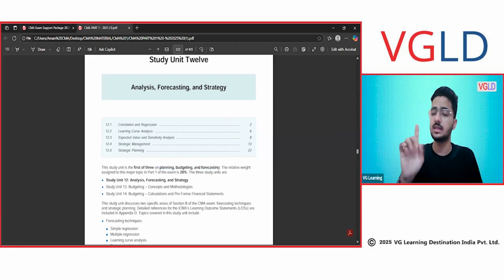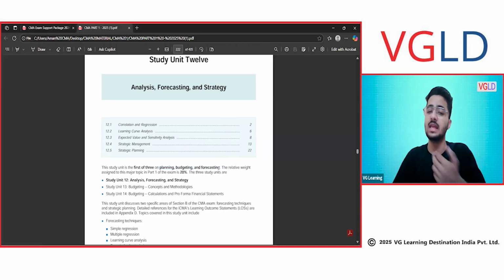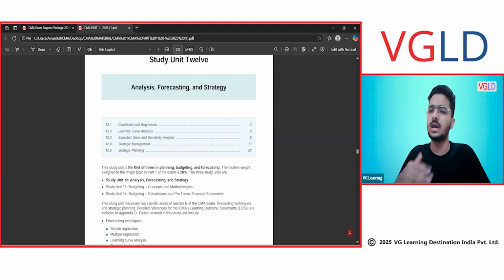The very first thing that we are going to learn is forecasting. Then we'll learn about planning and then our budgeting, that is, how to make our budgets. All these things are summarized in a very simple, basic way.